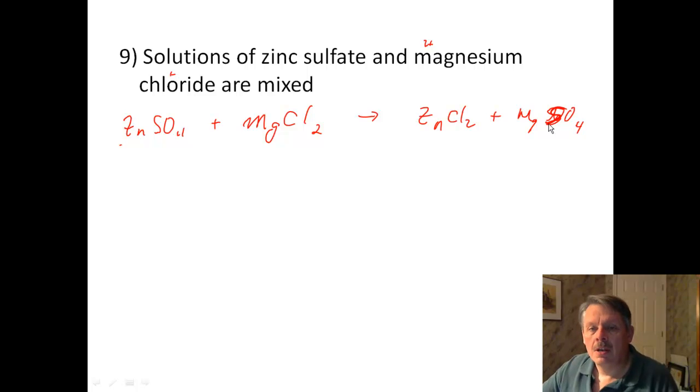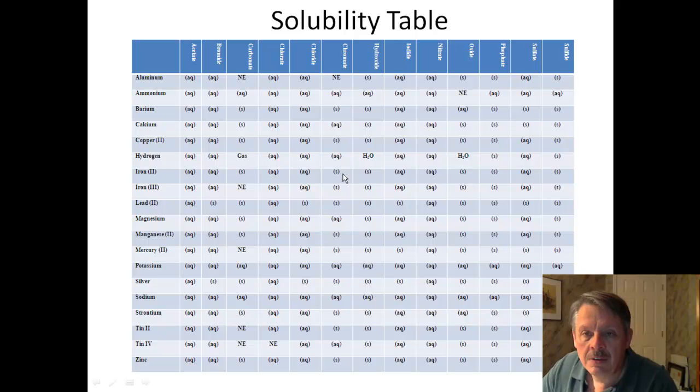All right, so let's go look. We have zinc sulfate. Zinc is the one that's all the way at the bottom. Zinc sulfate is next to the last one on the right. Zinc sulfate. And we have zinc chloride. So while we're in the zinc row, let's look up chloride. There's zinc chloride.